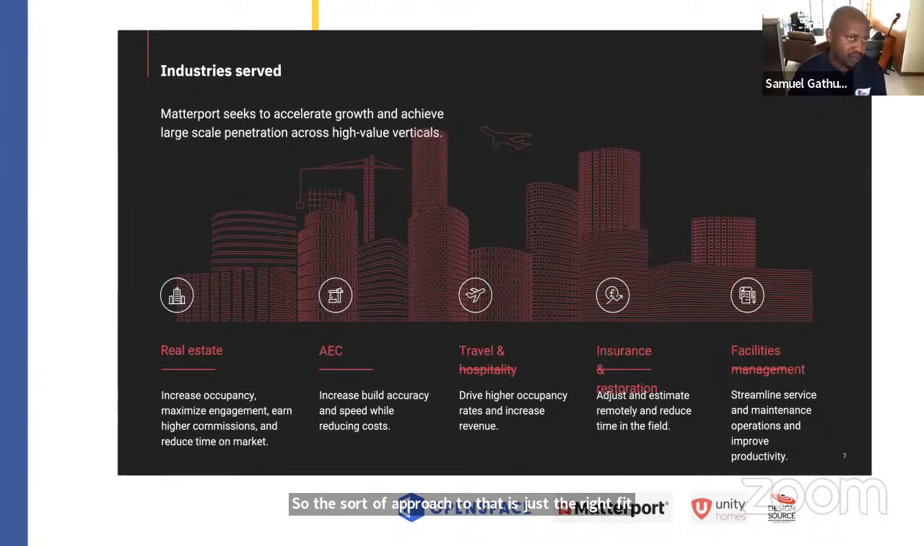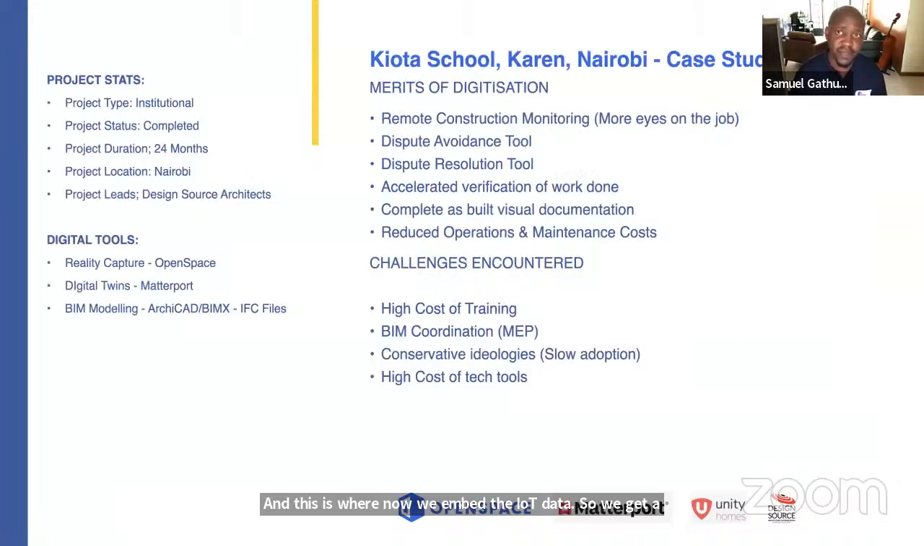As mentioned, these are the industries or the verticals that we are looking at. We're looking at real estate in terms of deployment. We're looking, of course, at the AEC. Travel and hospitality, that's big. Insurance and restoration, and of course facilities management, which is to streamline the service and maintenance operations. And this is where now we embed the IoT data. So we get a lot of data generated from the digital twins.